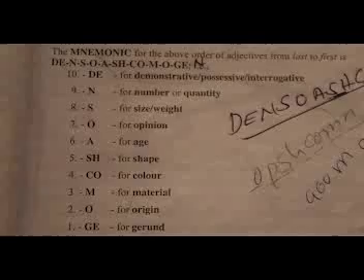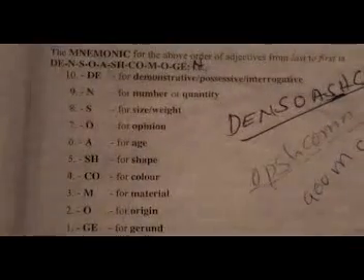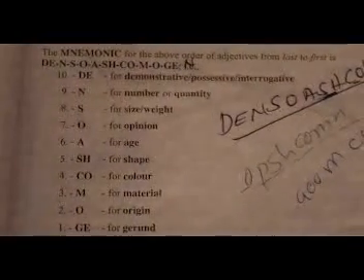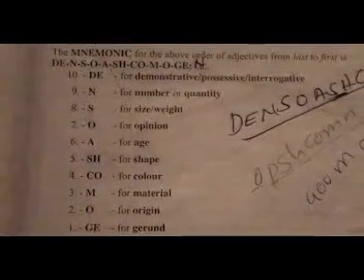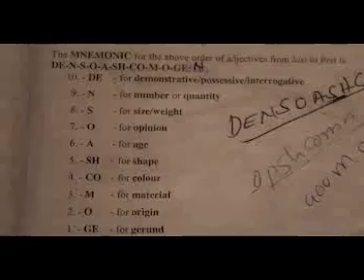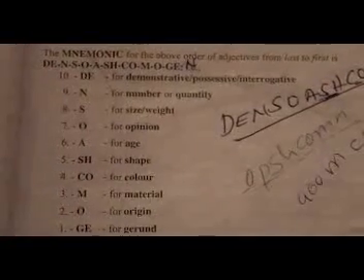Then we have CO standing for color. M standing for material. Then O standing for origin or nationality. Then GE standing for gerund. Then the last, we have the noun. A noun is not part of adjective, but when you are giving the order of adjectives, of course you are describing a noun. So the noun will always come at the end of the order of adjectives.